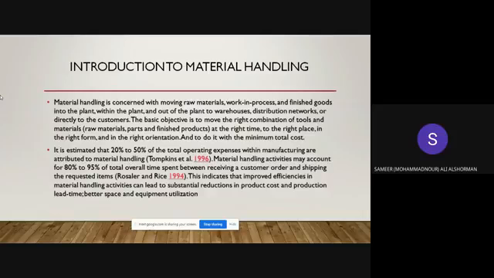It is estimated that 20 to 50 percent of the total operating expense within manufacturing is attributed to material handling. Material handling activities may account for 80 to 95 percent of total overall time spent between receiving a customer order and shipping the requested items. This indicates that improved efficiencies in material handling activities can lead to substantial reduction in product cost and production lead time.